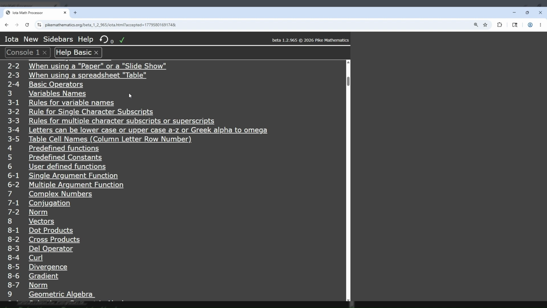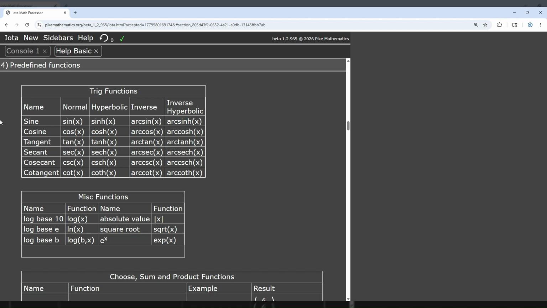Iota has a complete catalog of all the trig functions, and I can show you that right now, actually, in the help tab. So if I go to predefined functions, there you go. We got a table with all of these functions that have been programmed into Iota. And so if you want to use any of them, you have to type them in exactly as you see it here. So sine, parentheses, x, parentheses, or arc cosine, parentheses, x, parentheses. That's how you actually use it and call those functions in the system.